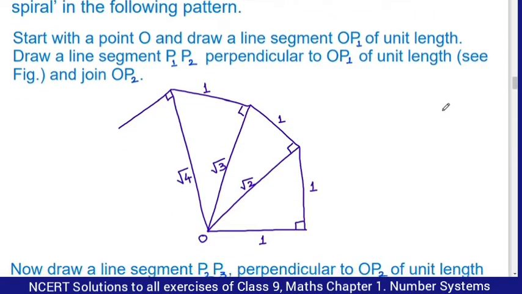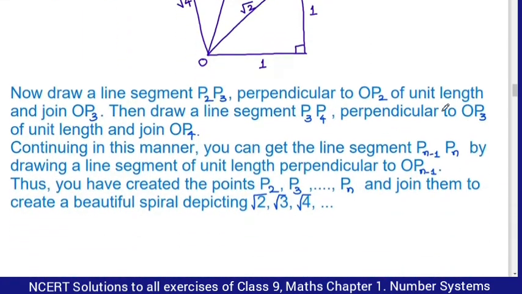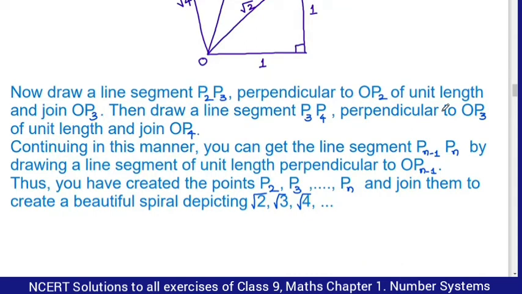Try to draw these figures. First square root of 2 with the unit lengths, afterwards square root of 3, then square root of 4, as well as you can draw square root of 5, square root of 6, like this only. Now draw a line segment P2P3 perpendicular to OP2 of unit length and join OP3. Then draw a line segment P3P4 perpendicular to OP3 of unit length and join OP4.